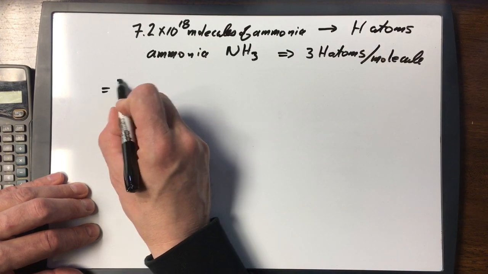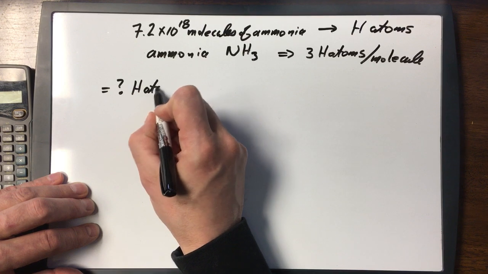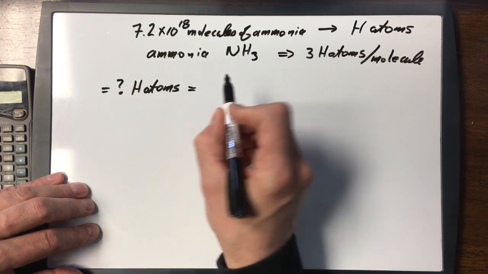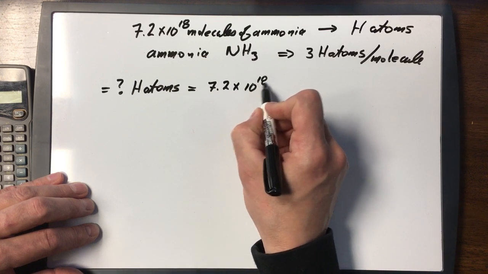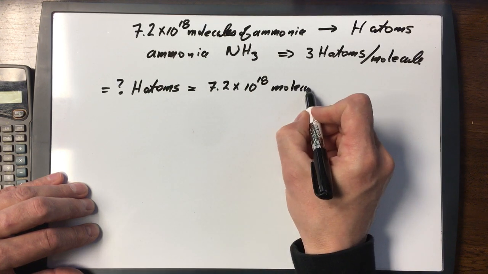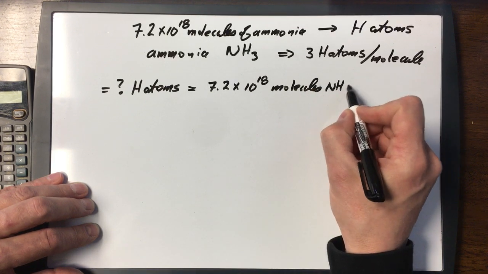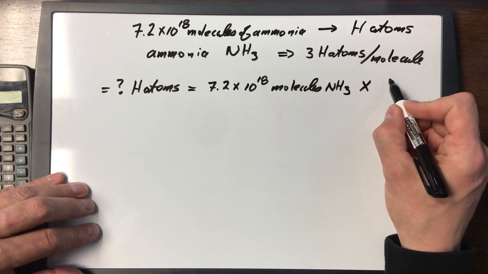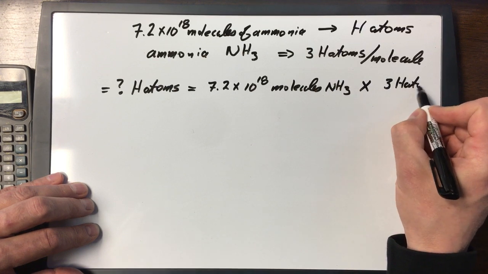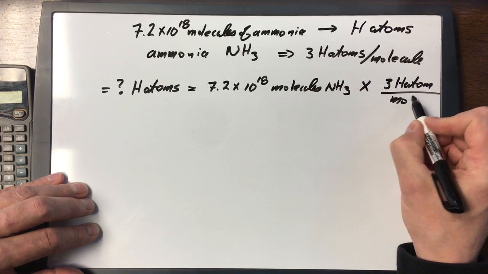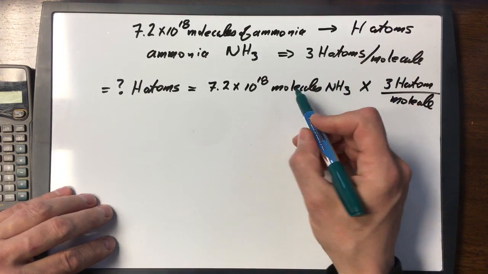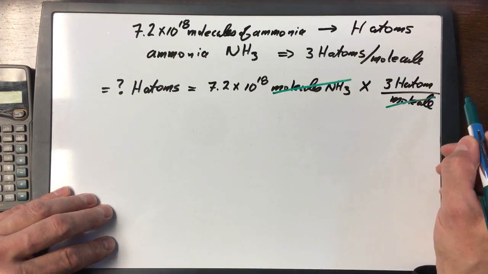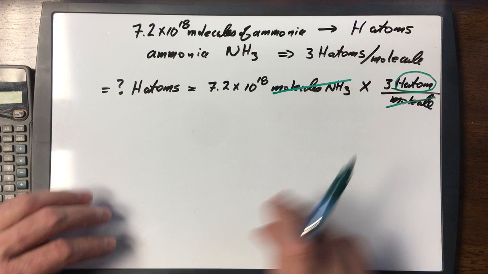So if we want to figure out how many hydrogen atoms there are, we're going to say we have 7.2 times 10 to the power of 18 molecules of ammonia. And we're going to multiply that by 3 hydrogen atoms per molecule. Now, if you take a look at this and the idea of just simply math with fractions, the molecules units are going to be canceling out, and we're going to be left with our units of hydrogen atoms.